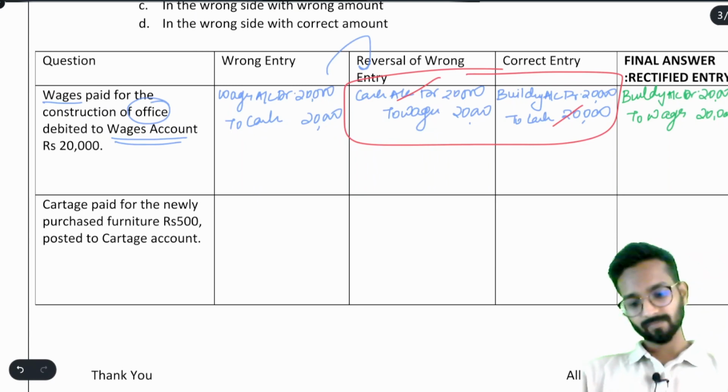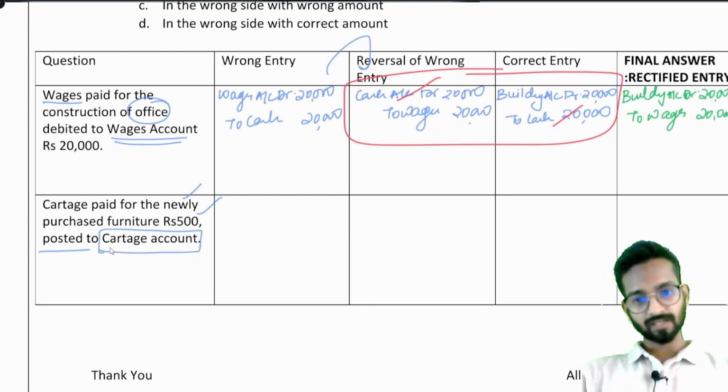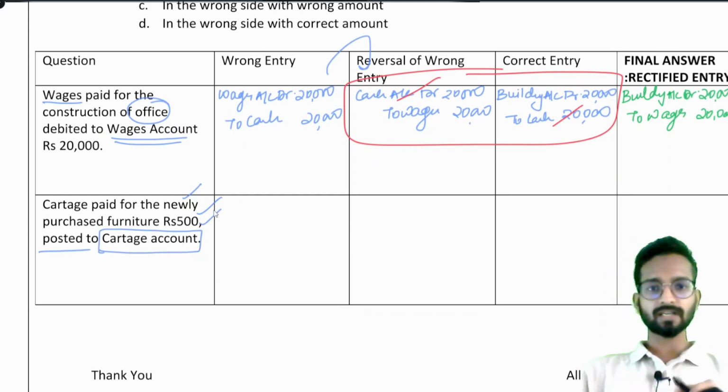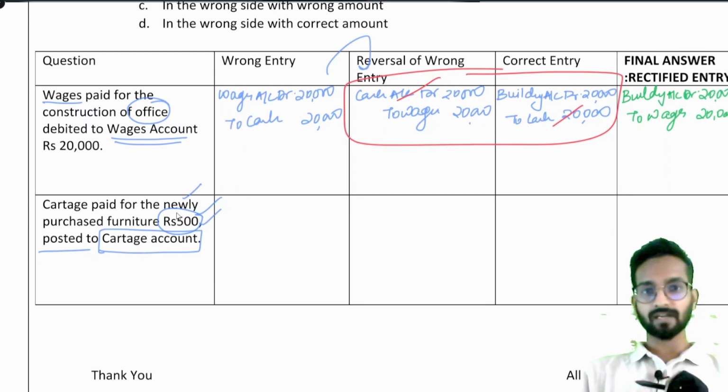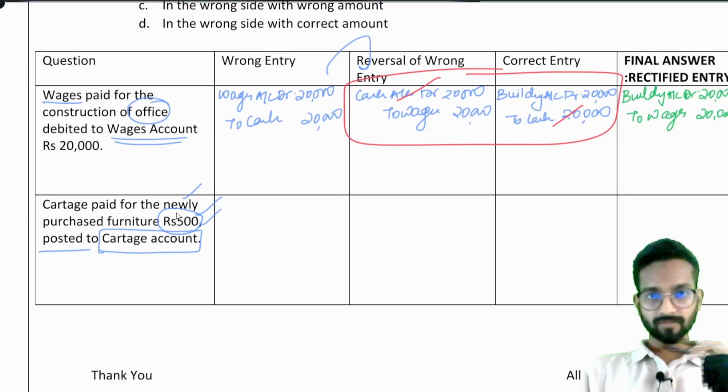Now check. Cartage paid for the newly purchased furniture rupees 500 was posted to cartage account. See, you have paid that for furniture. So understand this in your mind. When you are paying some expense for the asset, you are paying some cash for the asset, you have to add in that asset account itself. So now I am paying the expense for furniture. I have to debit furniture, but by mistake I have debited cartage.